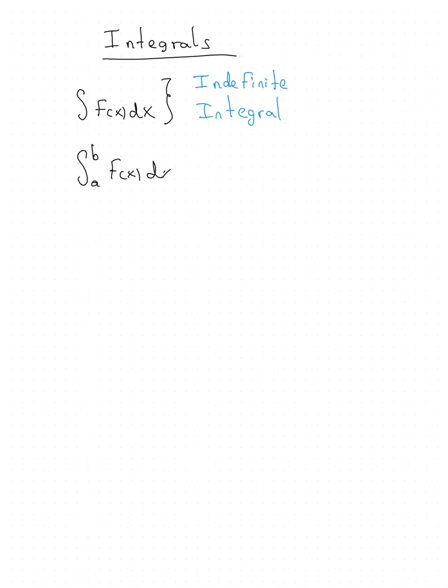Remember essentially that we have two kinds of integrals. First, when you don't write the limits, how do you call this? It is called an indefinite integral. And when you do have the limits, a up to b, how do you call this? A definite integral.